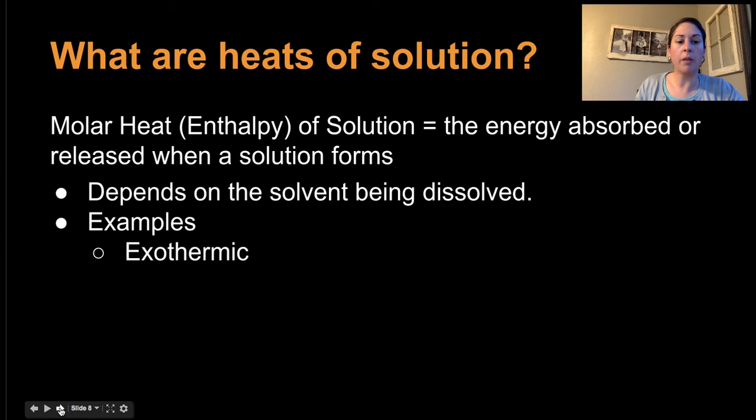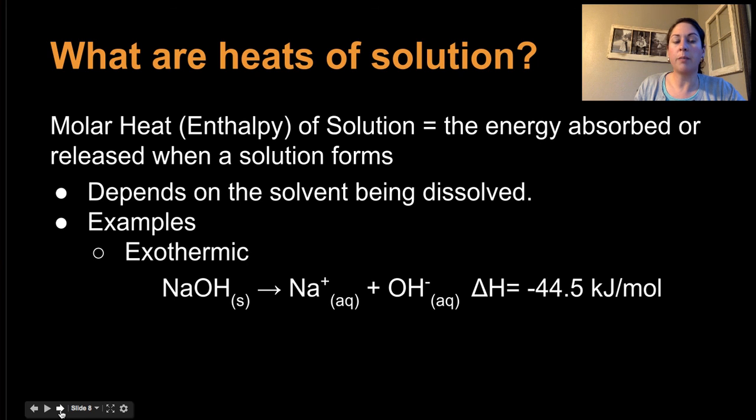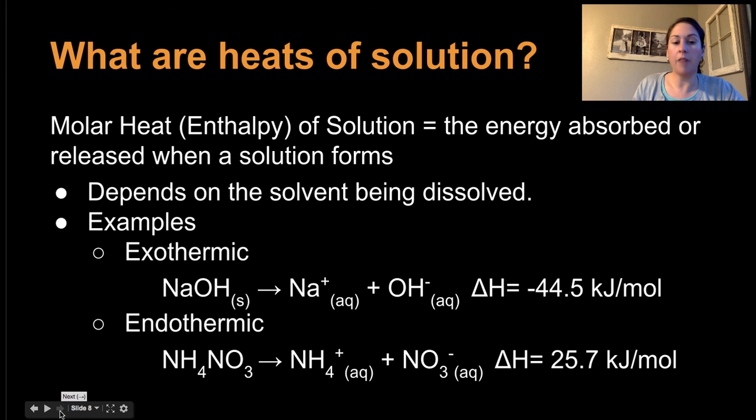An exothermic process, one of them is putting sodium hydroxide in with water, and it will release some energy, and so this is exothermic here. It has a negative 44.5 kilojoules per mole. Endothermic, ammonium nitrate, if you put that in water and you mix it up in a solution, it actually has a positive value for kilojoules per mole.